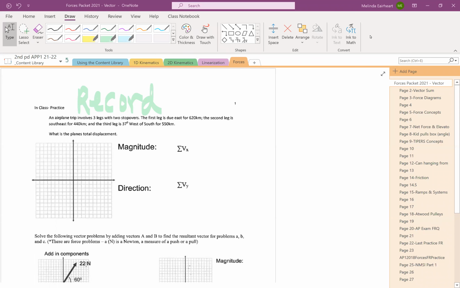Okay, so page 1 of our forces packet is vector addition. Forces is a vector, velocity is a vector, acceleration is a vector. Our first example is going to be distance, no, displacement. Displacement is a vector. And so what we do here isn't just forces, isn't just kinematics. You can do it with anything that's a vector, okay?